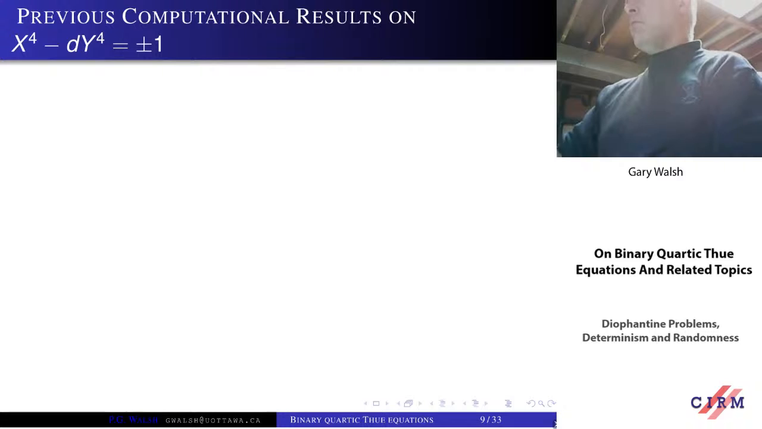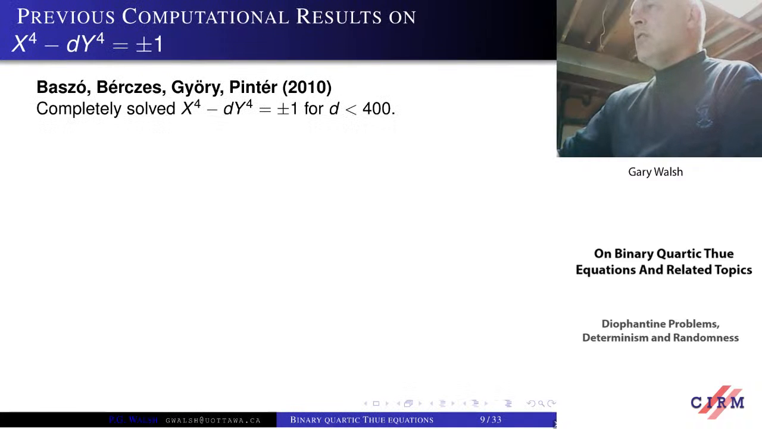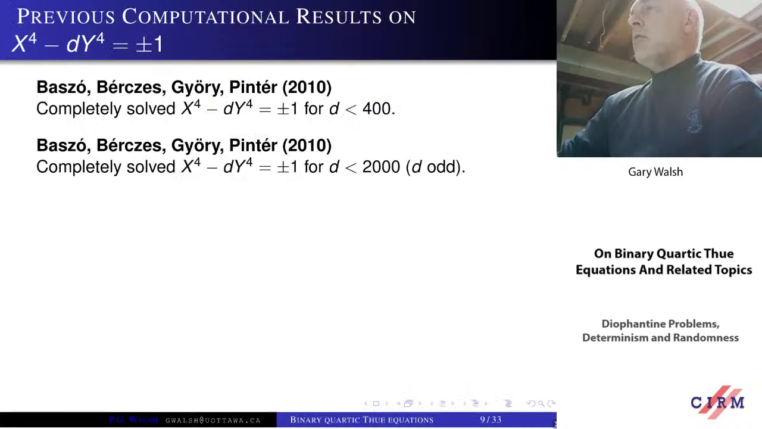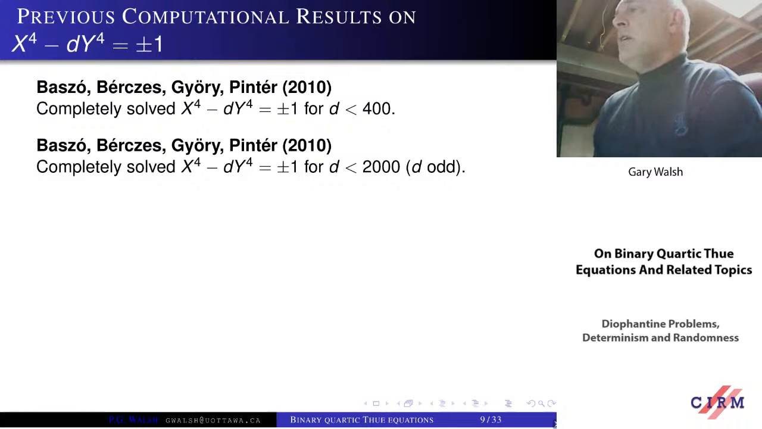This has been worked on by a few people. Let me talk about some computational results that have appeared in the literature on this problem. There's some really nice work by Attila Bérczes, and I don't know the fellow Basso, and Kálmán Győry and Ákos Pintér in 2010. They were able to completely solve this index form equation for d up to 400. And in the same work, they were able to solve it for d up to 2000, provided d is odd.